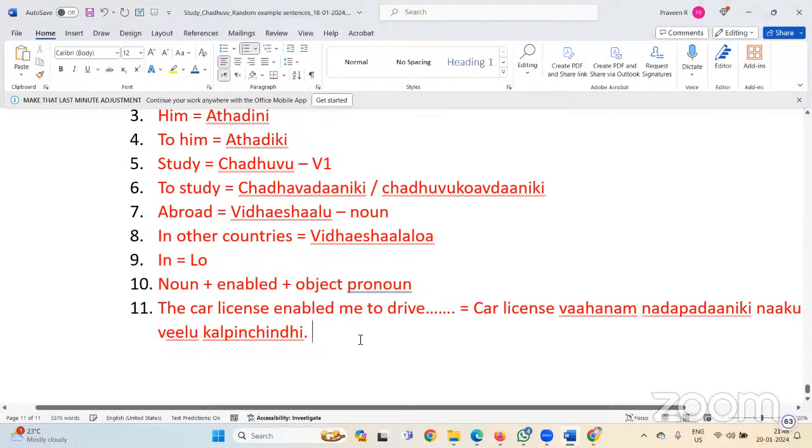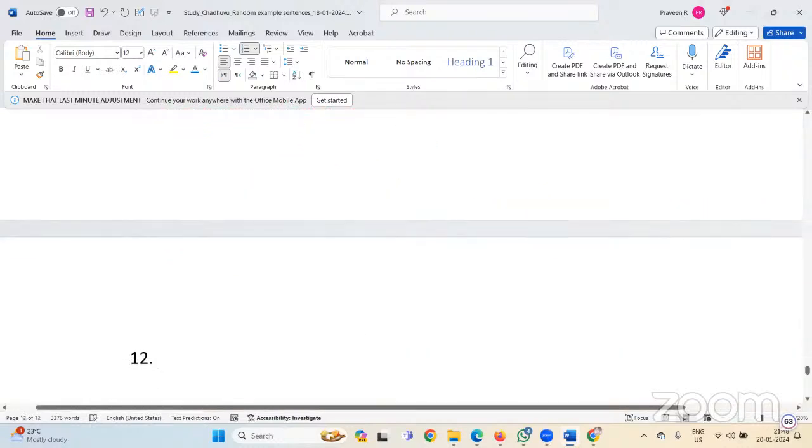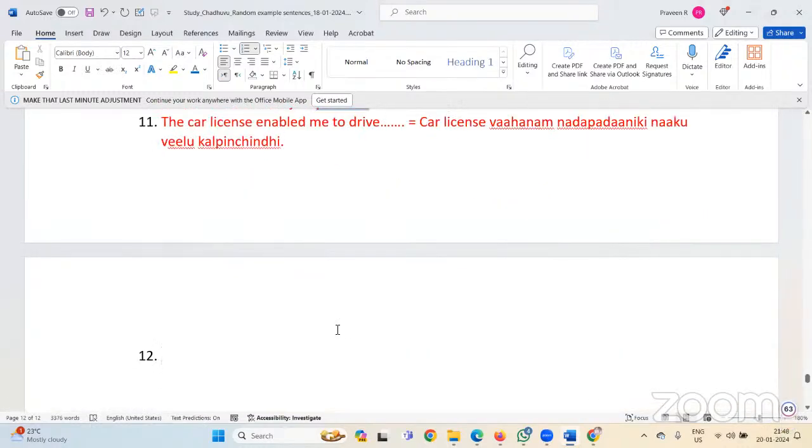same pattern. So first, something should be there, like some kind of facility or some kind of thing. Then it should give some kind of benefit to you. Then there should be a verb to perform something. So that is our sentence pattern. Can you try the other one? The university degree enabled me to get a good job. Excellent sentence.